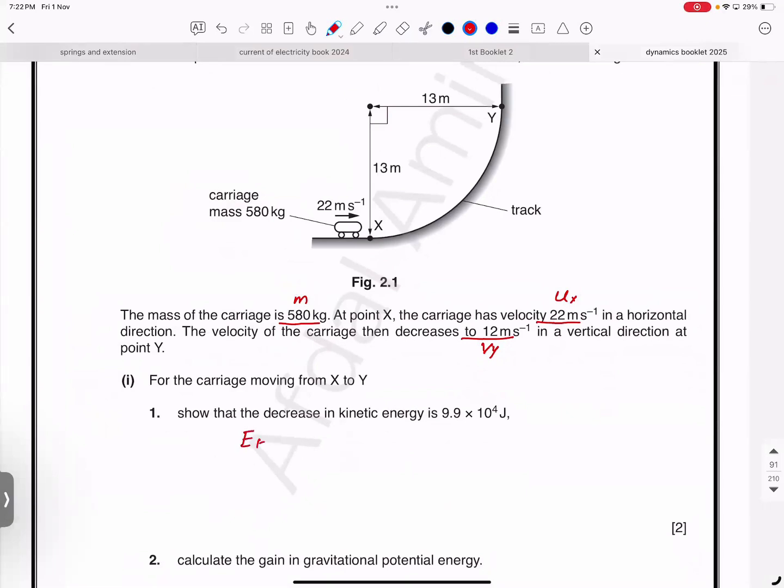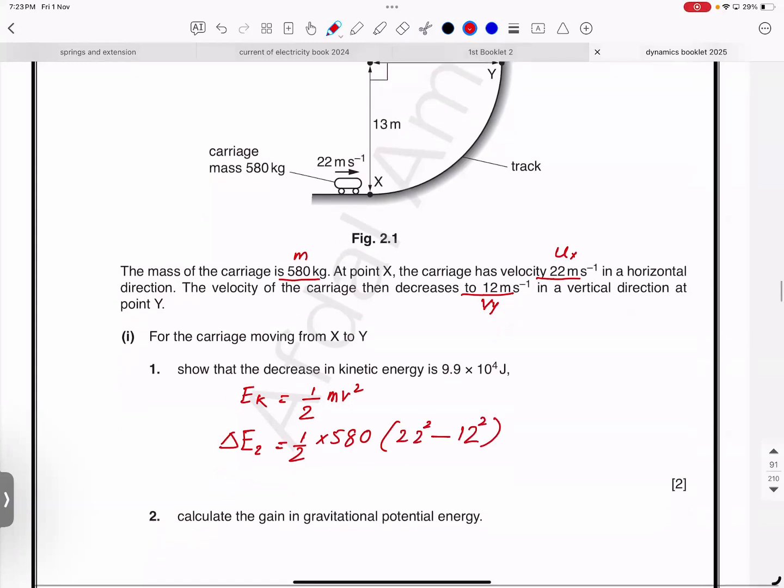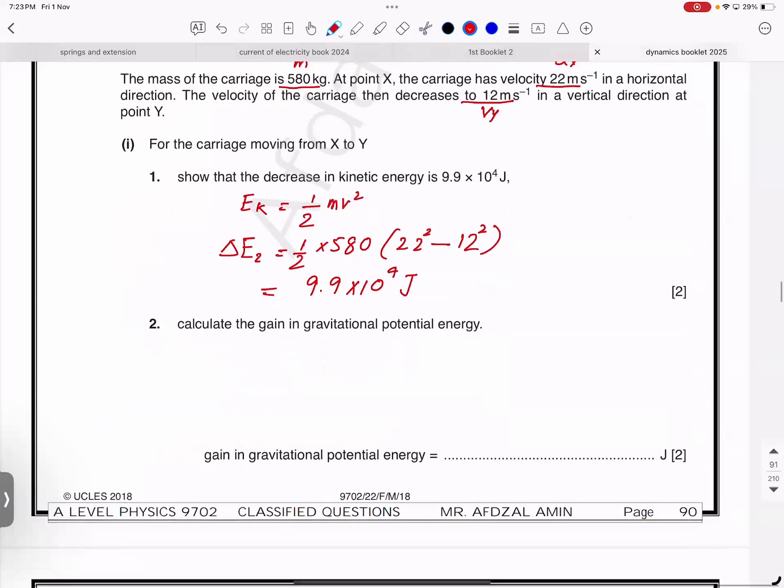Kinetic energy actual formula is half mv squared. Since you want the change or decrease in energy, we always take the larger value, the maximum speed, 22 squared minus 12 squared. Individual squares you subtract, 9.9 times 10 to the power 4 joules.